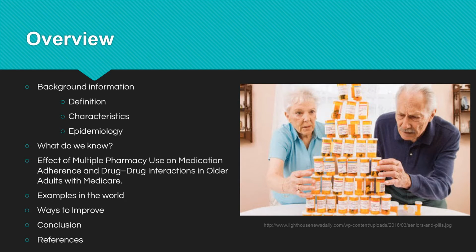Throughout this presentation, we will discuss the background information pertaining to drug interactions in older adults. This section will outline definitions, characteristics, epidemiology, and statistics. We will then discuss what we know about the subject in terms of research, ways physicians can avoid mixing medications, the prevalence of this issue around the world, and ways in which to improve interdisciplinary communication among physicians and pharmacists, in order to avoid potential drug-to-drug interactions.